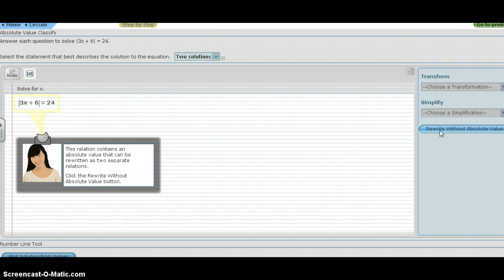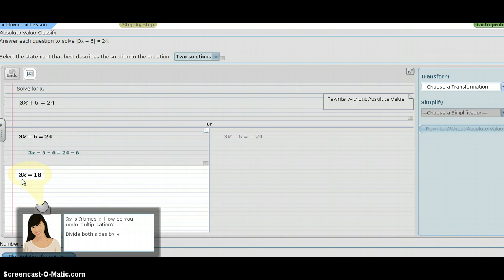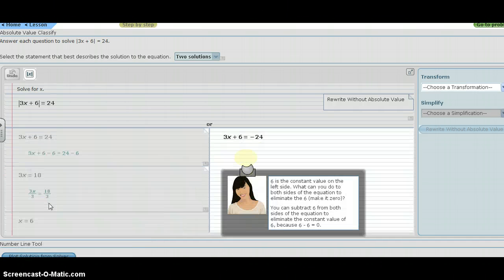So the first thing we want to do is rewrite it without the absolute value brackets. So there she does it right here. Okay, then we have to look at solving it. So the first thing we're going to do to solve it is subtract 6, right? So we want to go over here and say choose from transformation and put subtract from both sides. Then we want to subtract the 6 from both sides, so we put 6 in there and hit enter. Okay, then the last step is to divide by 3. So again, we go over here to choose transformations, divide both sides, and we want to divide by 3, so we put in 3 and hit enter.